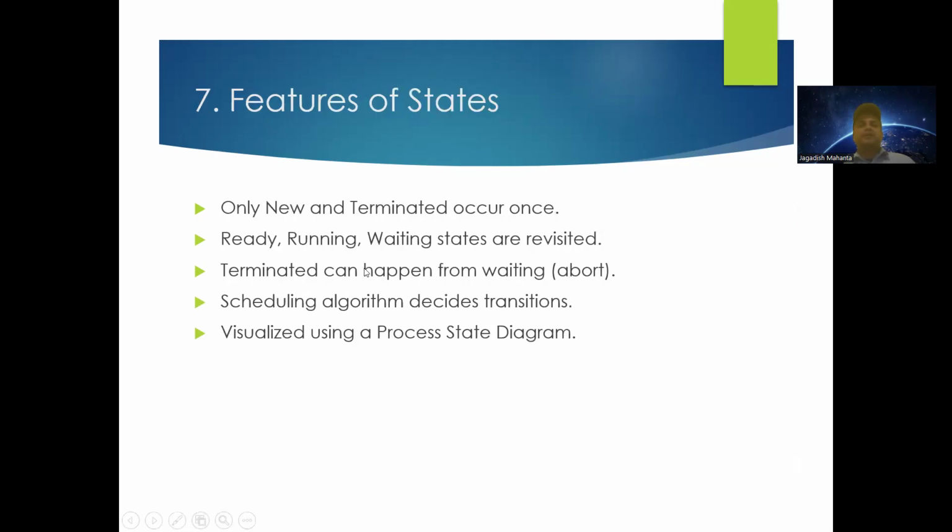Next, features of states. Only new and terminated occur once, students. We cannot revisit the new and terminated states. Ready, running, and waiting states are revisited. Terminated can happen from waiting as well. Scheduling algorithm decides the transition. Scheduling algorithm means what type of algorithm we are going to use between the ready state and the running state. Visualize it with the process diagram.